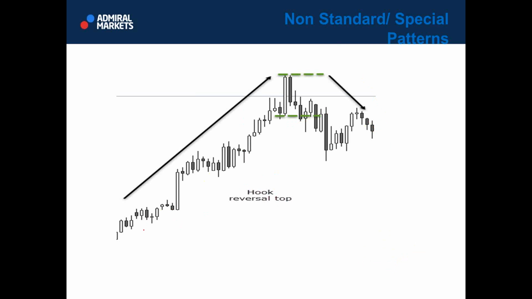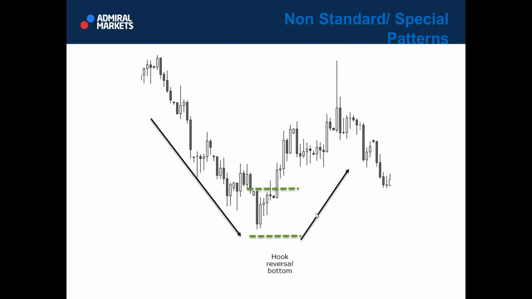Okay? Hook reversal top. We see also hook reversal bottom. So you don't trade hook reversal bottom. You definitely use hook reversal bottom to tell you that the trend is about to change. Okay? So once this pattern has been formed, you just zoom into your lower time frame and try to find a long entry.